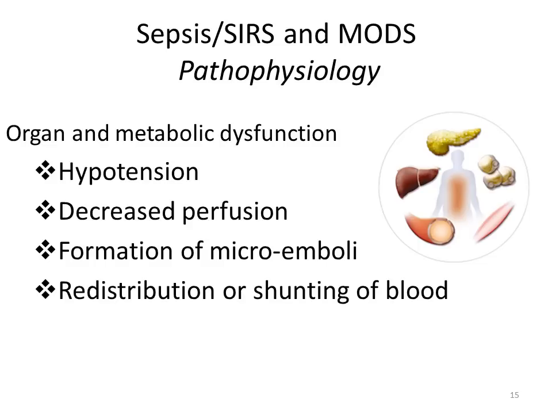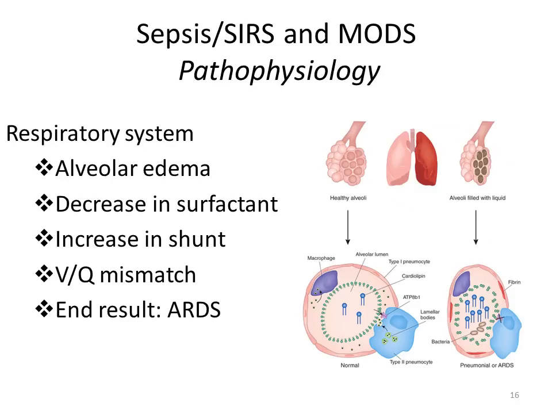So, the activation of that inflammatory cascade results in hypotension, decreased cardiac output, and decreased tissue perfusion. We have all those microemboli, which are causing the maldistribution or the redistribution or the shunting of blood. Now let's take a look at how that looks in each one of the organ systems. Let's look at the lungs.